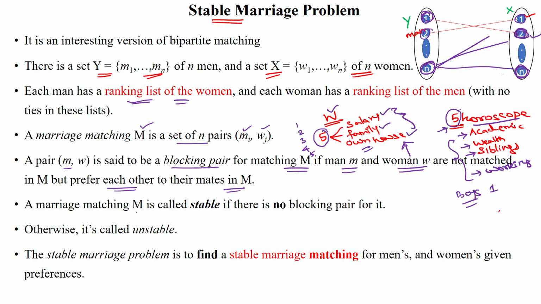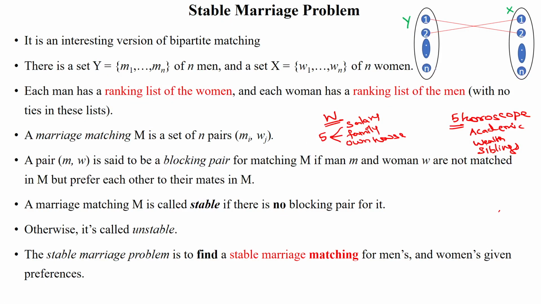A marriage matching M is called stable when no blocking pair is available. If everyone is matched, then that is called a stable marriage matching. If anyone is not matched, as of now you see n is not matched, then it is called an unstable marriage matching. So we have to identify the stable marriage matching by using the bipartite graph matching. That is the problem statement here.